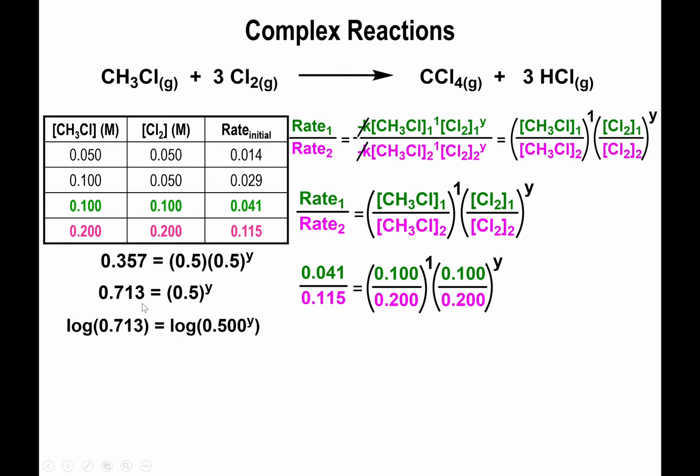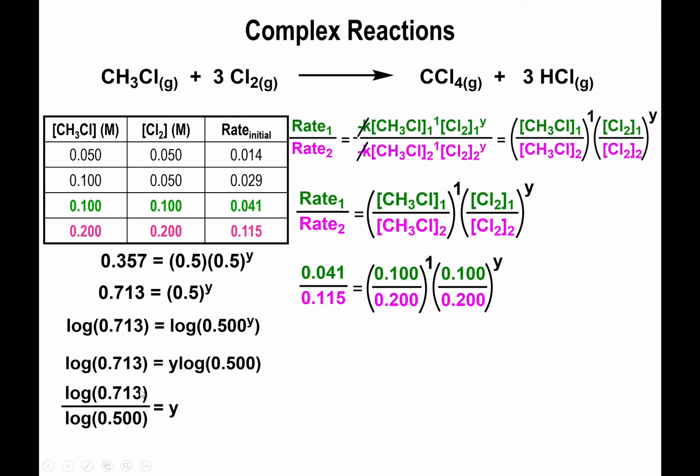And now we take the log of both sides. So we have log of 0.713, log of 0.5 to the power of y. And at this point, we bring the y as a factor in front of the log. So finally, we divide both sides by the log of 0.5. And if we carry out the calculation, the division of log of 0.713 divided by the log of 0.5, we're going to find out that the exponent in association with Cl2 is actually 0.5.